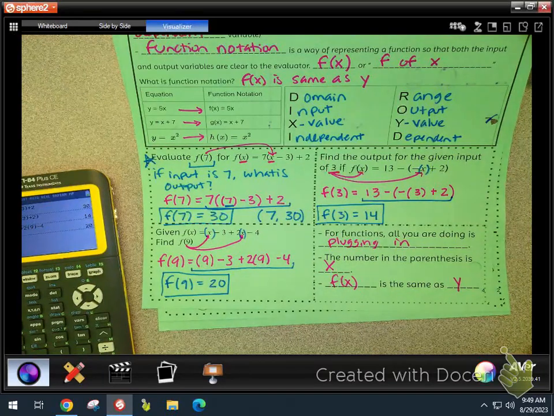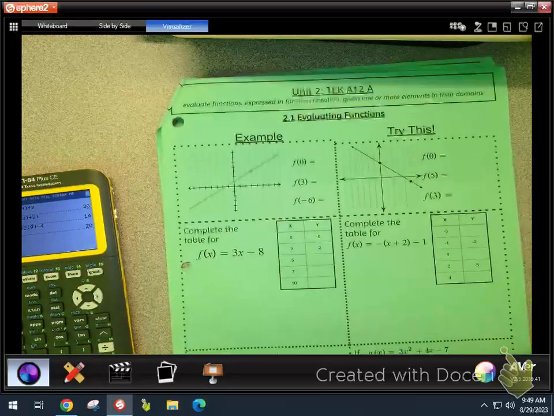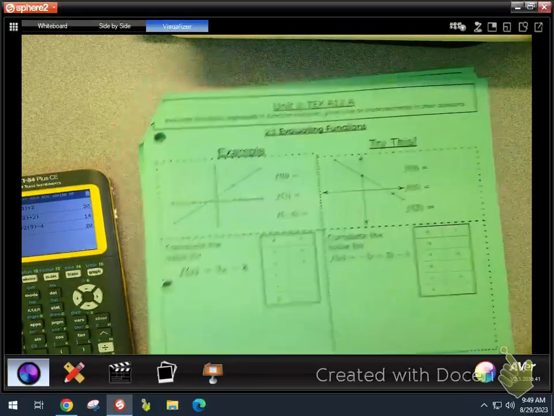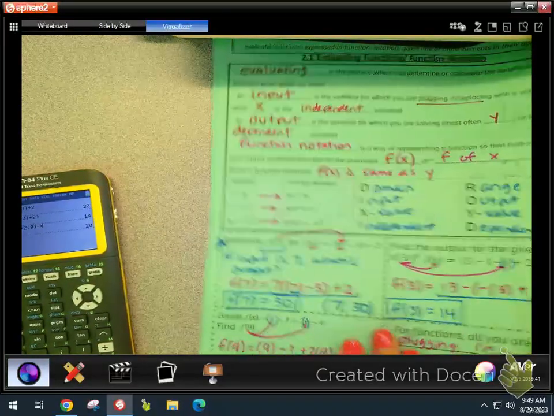Okay, let's try a couple more on the back. You ready? Is that a function? Is what a function? The last one. Yes, they should all be functions. Anytime they use this f of x or g of x or whatever, that means it has to be a function if you're using that. That's why it's called function notation.